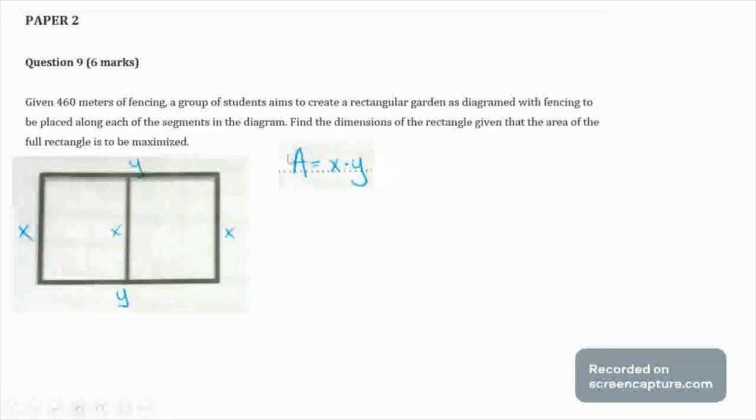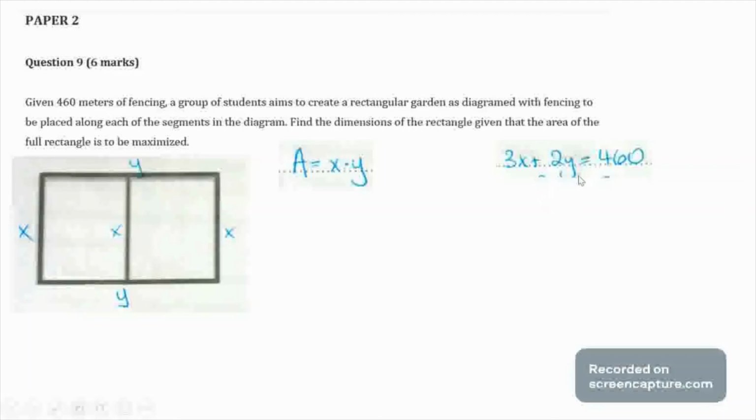So there's the area. However, this has 2 variables on this side. We need an equation that's only in 2 variables in total, right? We have 3 variables here in total. So we need to replace the x or y and create a new equation. We replace them by thinking of more information we're given, the 460 meters of fencing. So that means all these lengths here combined make 460. So what equation can you write for that? How about this? 3x plus 2y equals 460, right? That's all the fences. 3 of those, 2 of those.